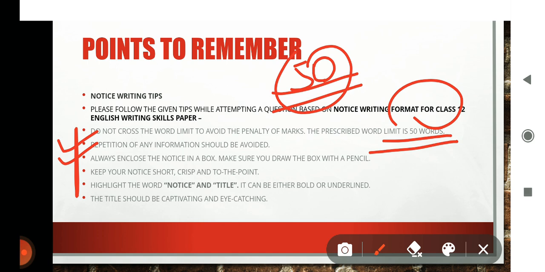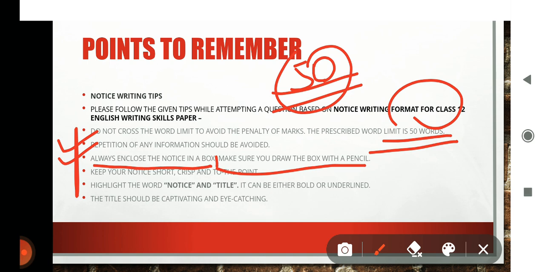Then point number 3 is always enclose the notice in a box. As I told you, this is one of the most important things. Make sure you draw the box with a pencil. Suppose you have written a very good notice, but while making the box you may or may not have a ruler with you. If you are using a ruler then it's perfect. But if you don't have a ruler, then please use a pencil instead. I will suggest you use a pencil for drawing the box, because it is always a good suggestion.